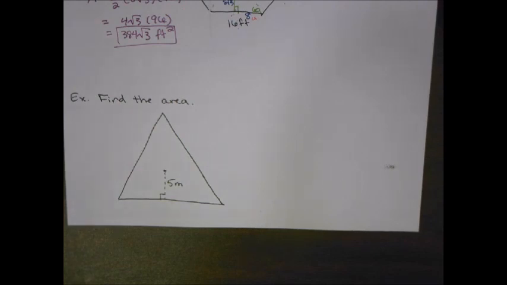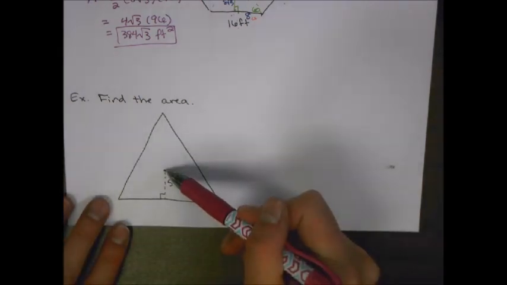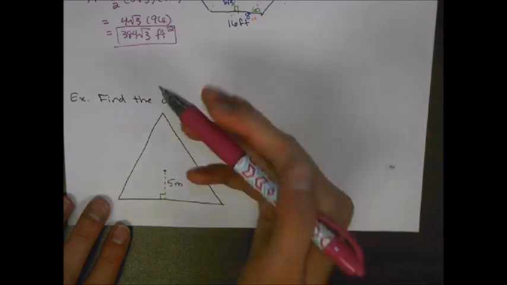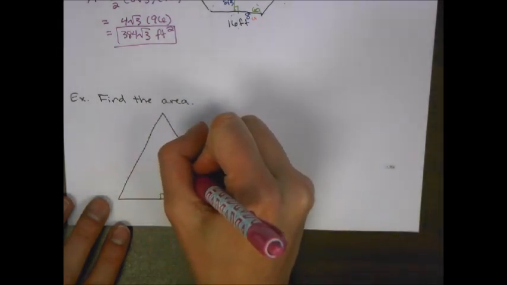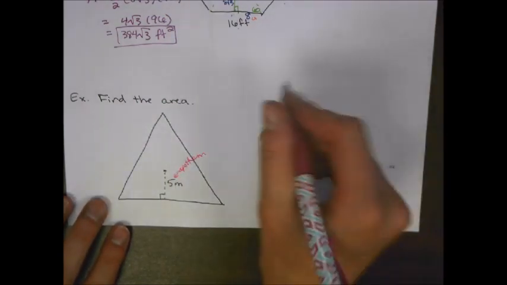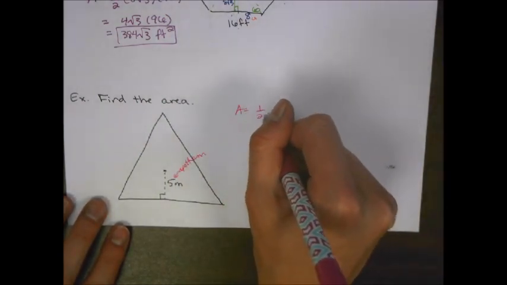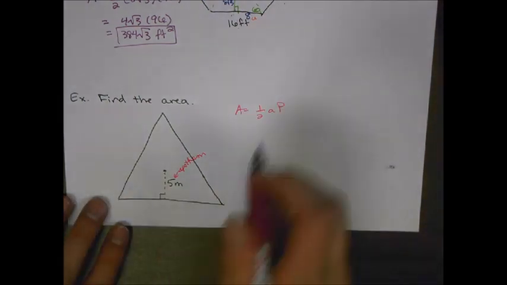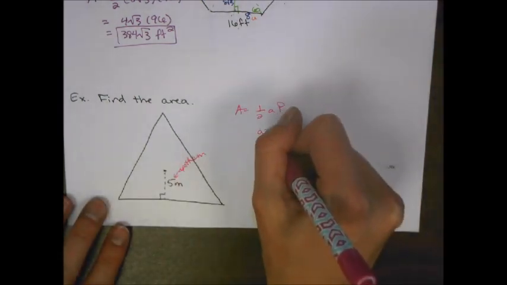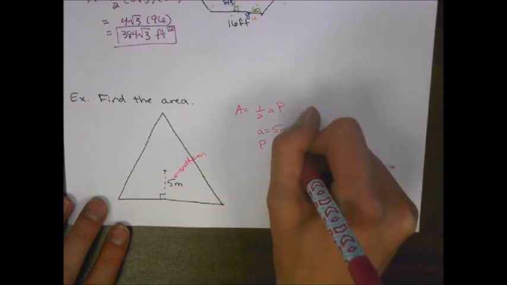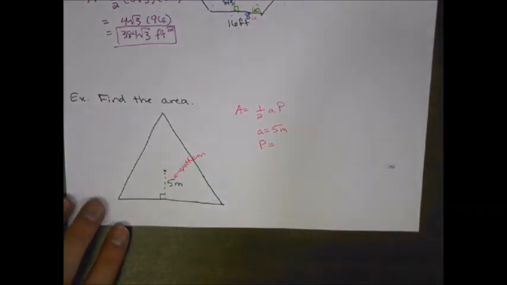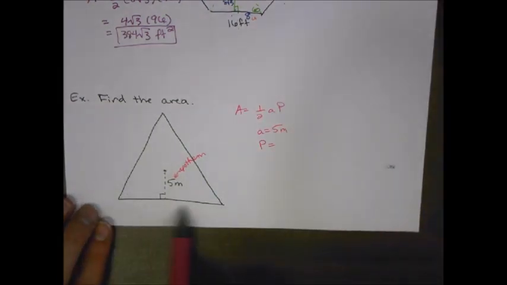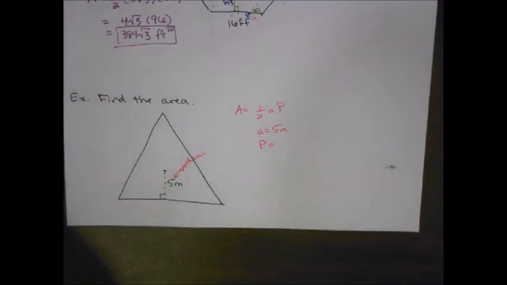For our next example here, we have a regular triangle. We're finding the area. What are they giving us? They're giving us from center to side. So this is my apothem. When I'm finding the area, A equals 1/2 apothem times perimeter. I know my apothem is 5 meters. So I just have to find my perimeter. In order to find the perimeter, I need to know the side length.